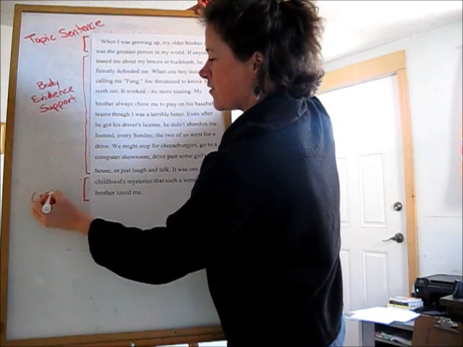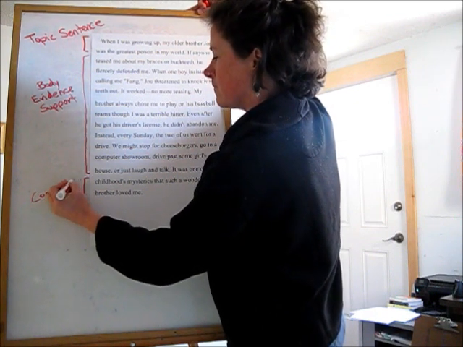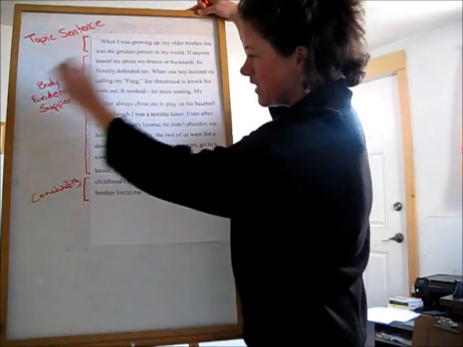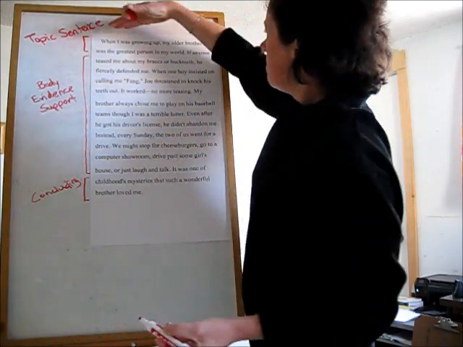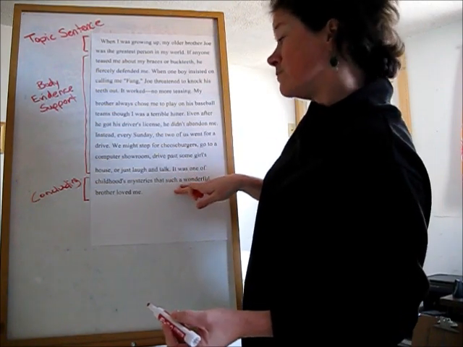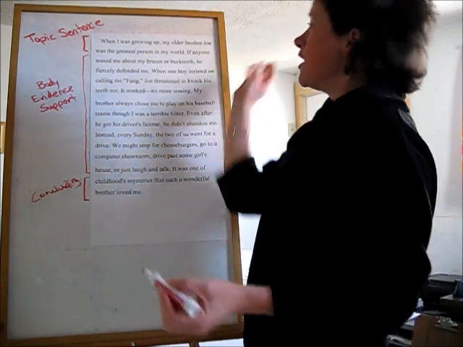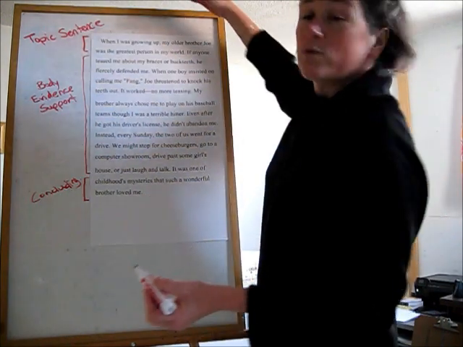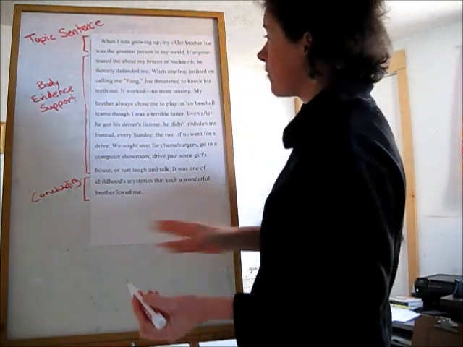And do you see how, like I was saying with an essay, we've kind of come full circle here. My brother Joe was the greatest person in my world. It was one of childhood's mysteries that such a wonderful brother loved me. We're back to the idea that Joe was a pretty wonderful brother. So we've come all the way around.